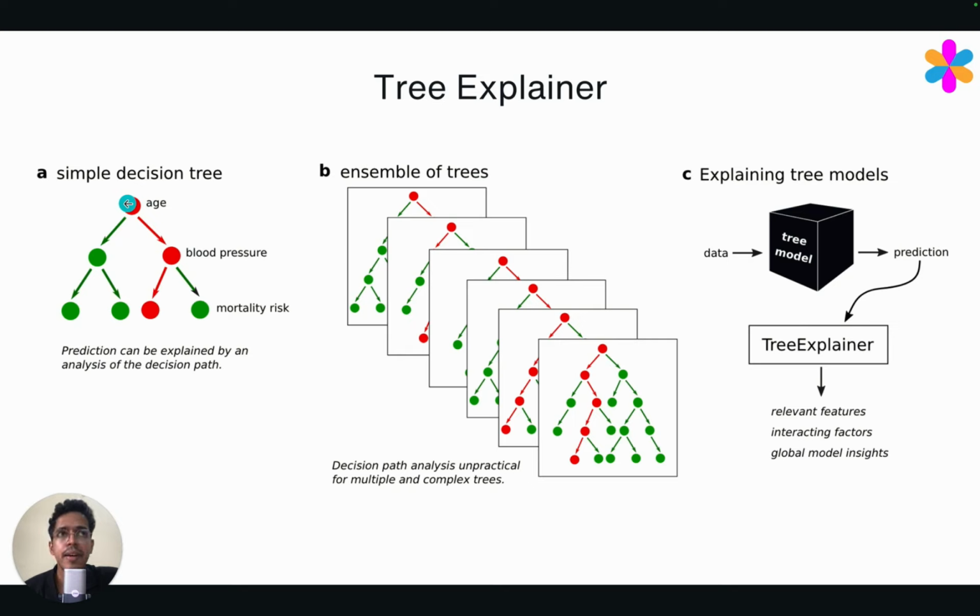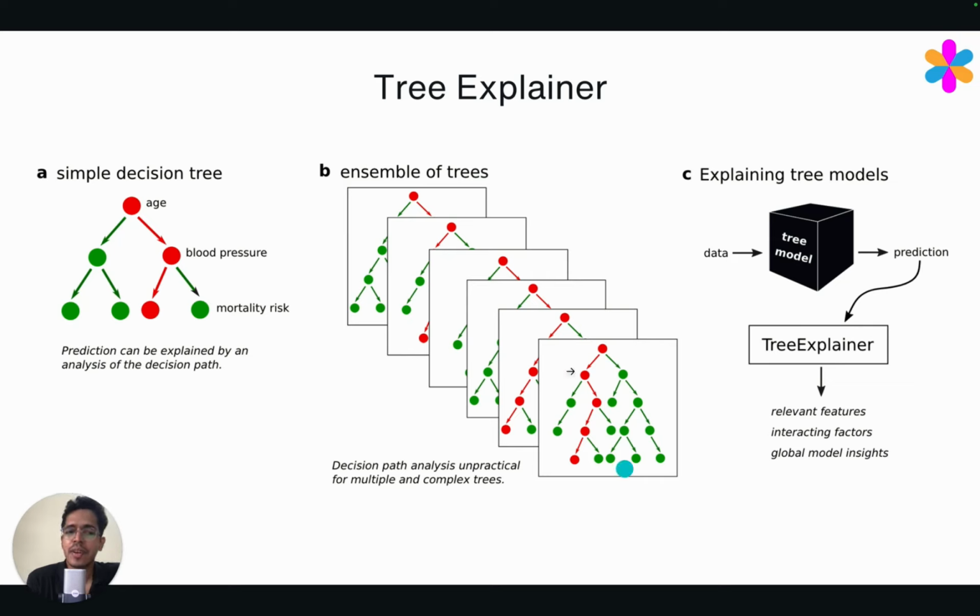Now, if we have a patient whose mortality risk is predicted as high by this particular decision tree, it is very easy for us to interpret why that particular prediction was made, because we know exactly the nodes here. But the problem with decision trees is that if there are a large number of decision trees, or if the number of layers in the decision tree is very large, it's not practical to interpret.